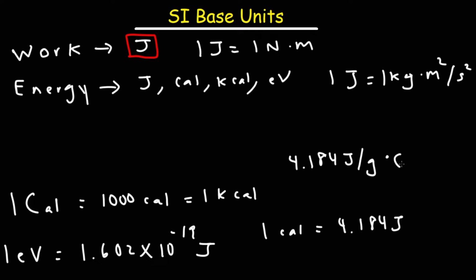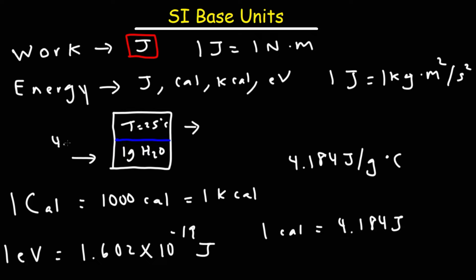So here's what it means. Let's say you have 1 gram of water. I'm going to draw a picture. Because the density of water is 1, this is equivalent to a milliliter of water. So we have 1 gram of H2O, and let's say the temperature of this sample is 25 degrees Celsius.